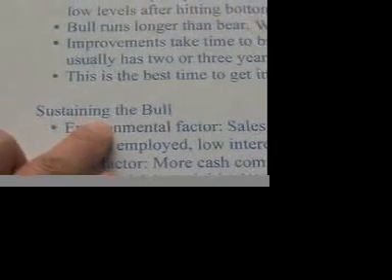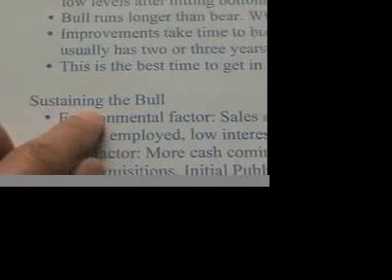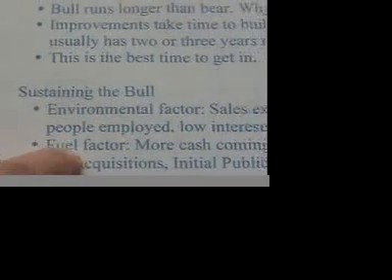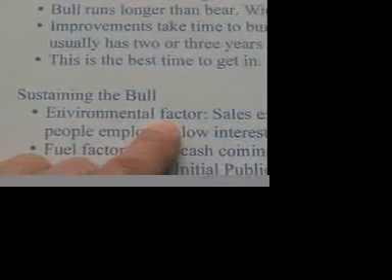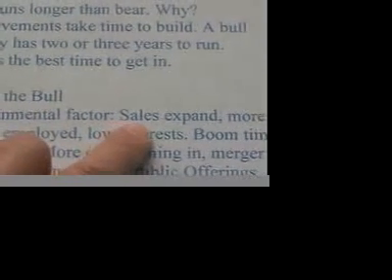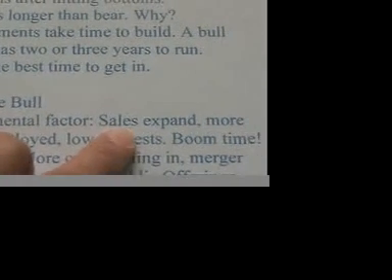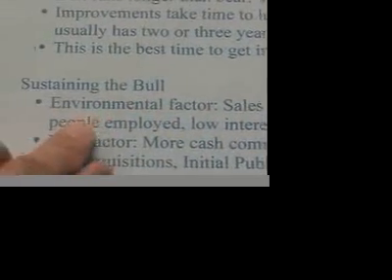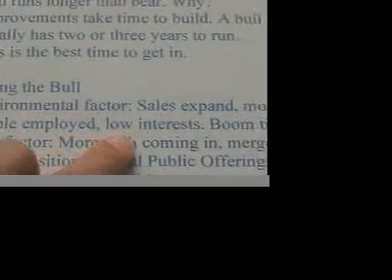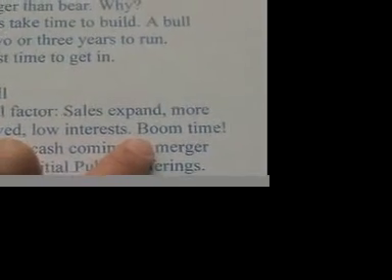As the bull gradually gains momentum and is running towards the peak, you also need two kinds of factors, environmental and the fuel factor. Now, once the bull starts, you need something more to sustain it. You need sales. So you look at the company reports and their sales should be expanding. And they should be hiring more people. You need more people employed, then the bull will be sustained. Of course, interest rates still have to be low. And in other words, it's a boom time.